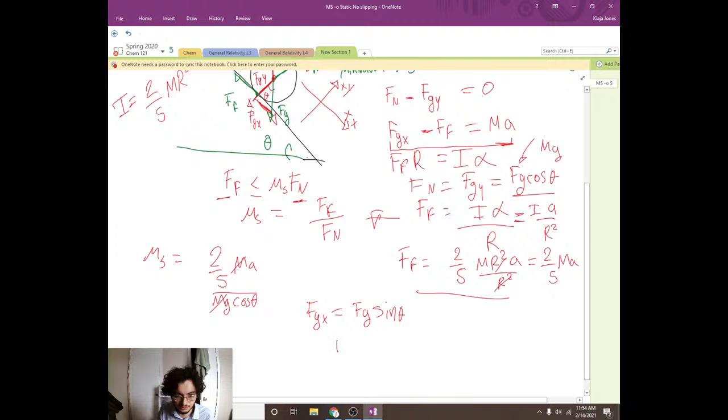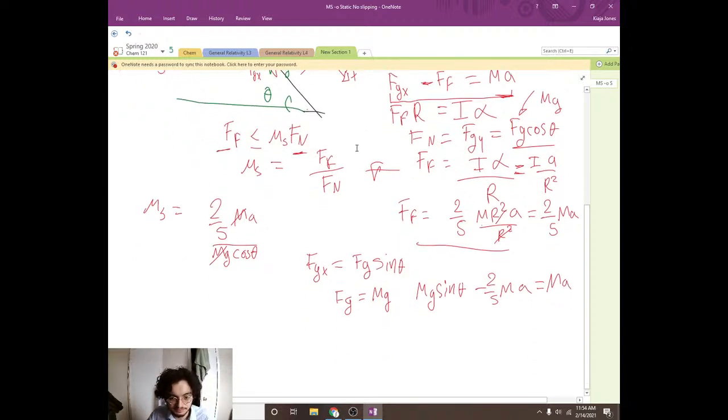And then we're going to put this here. Well, Fg is mg, so mg sine theta minus 2/5 ma equals ma. So you add the 2/5 ma on the other side to factor out the a. Of course, m doesn't matter here, so g sine theta equals 1 plus 2/5, which is 7/5 a. Multiplied by 5/7, a equals 5/7 g sine theta.